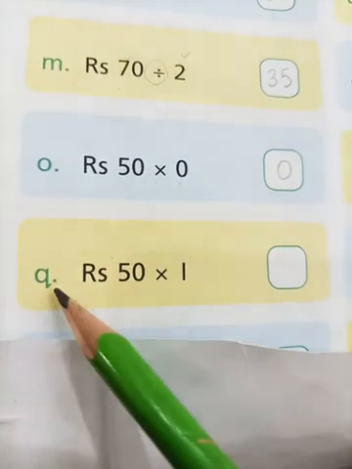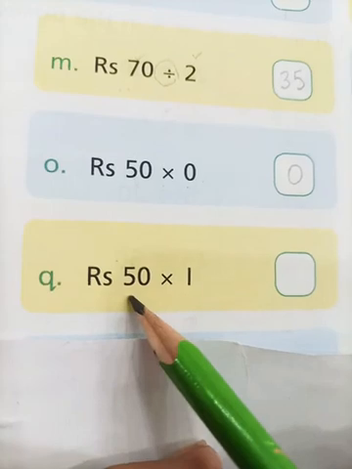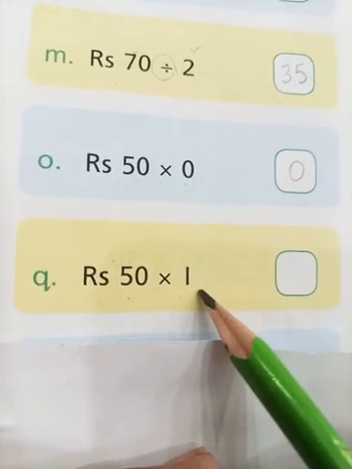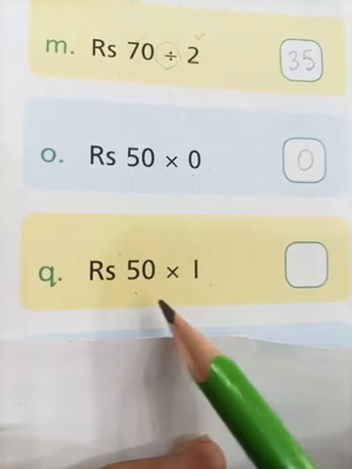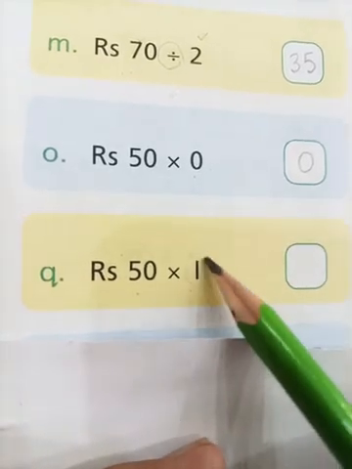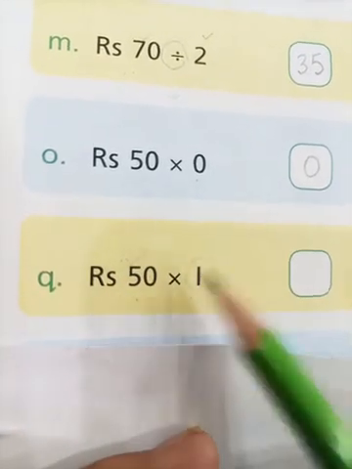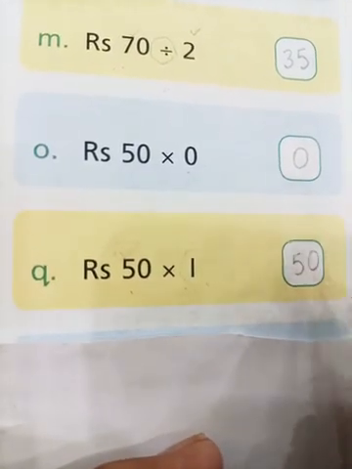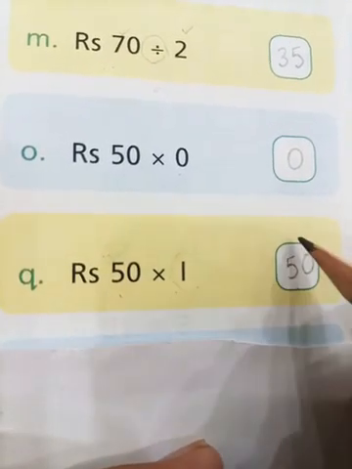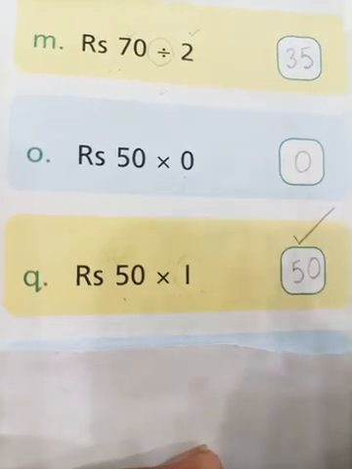Next is the part Q. So students, here 50 is being multiplied by 1. So students, read the table of every digit, and if 1 is multiplied with any digit, the digit will remain the same. So 50 ones are 50. Here is our required answer and I'm going to mark the tick for this answer.